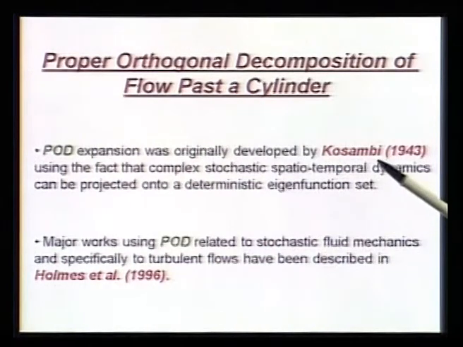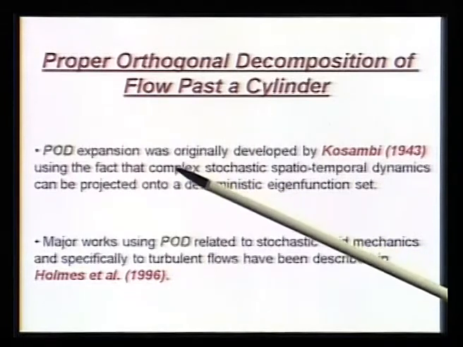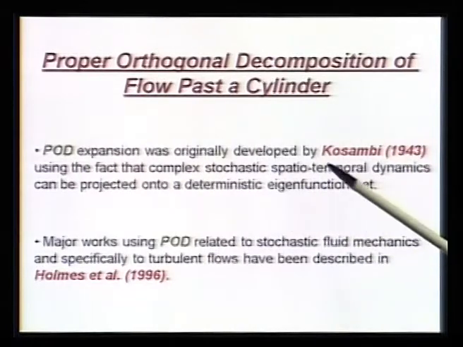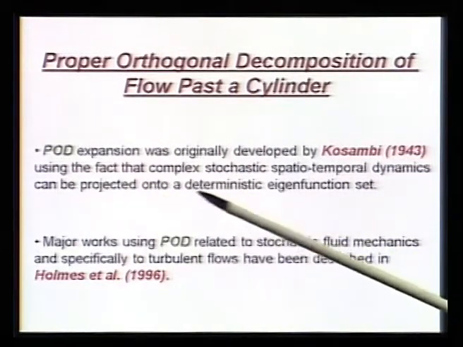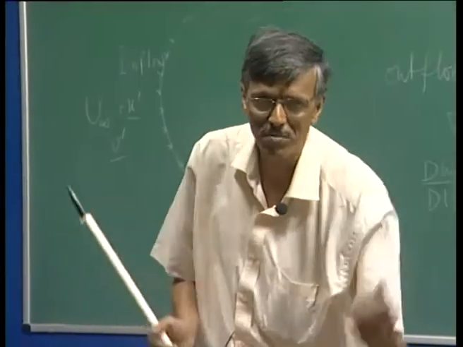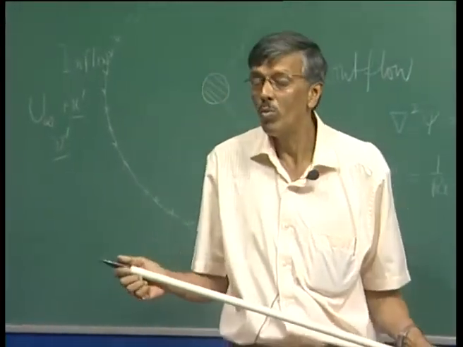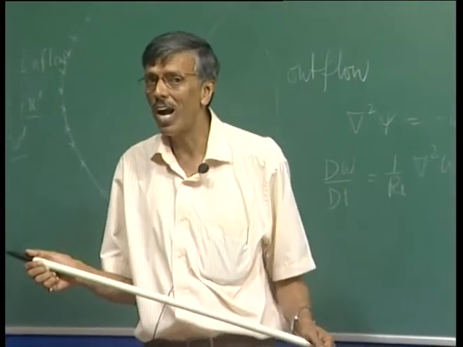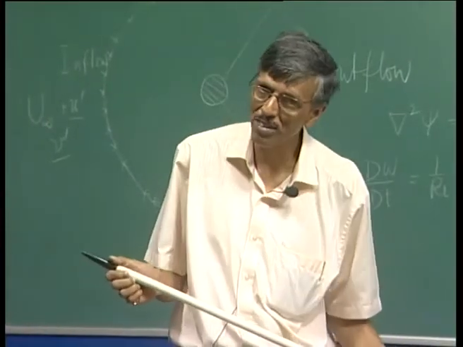So, that is what he was trying to understand, that even when you are looking at a complex stochastic system, where the dynamics is given by space time variation, you can actually project the whole thing in terms of a deterministic basis. So, where do you start and where do you get off? That is a major question.